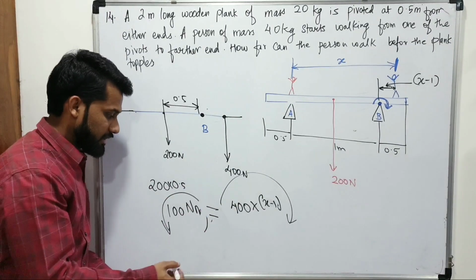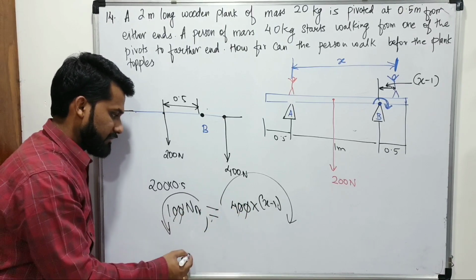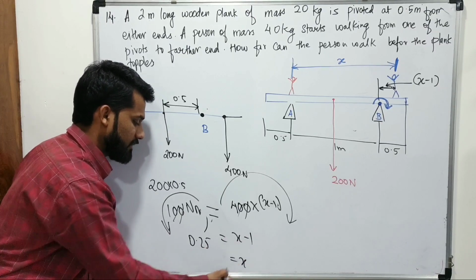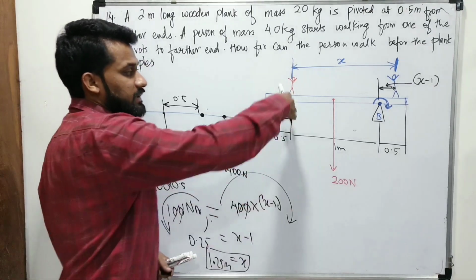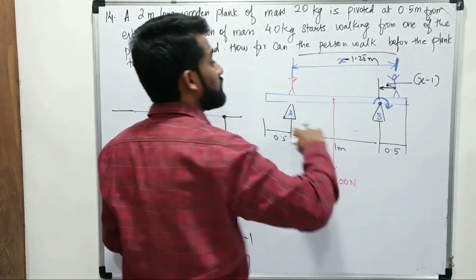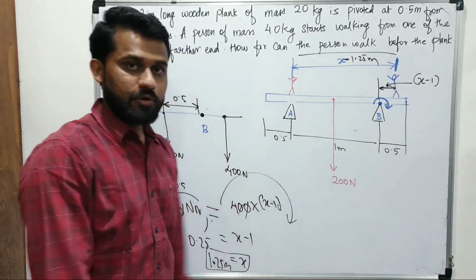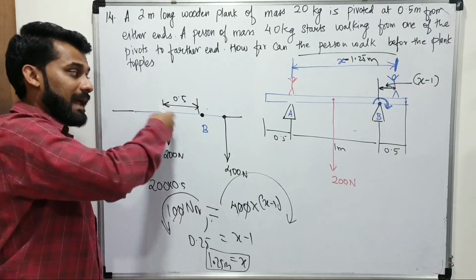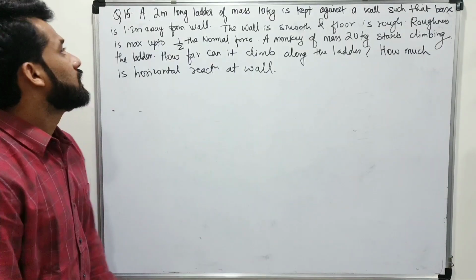If you equate these two, 400 goes in the denominator, and the value of 1 by 4 is 0.25, which is x minus 1. So x will be 1.25 meters. So the person can walk from this point to this point, which is 1.25 meters, without the plank toppling. Once he crosses 1.25 meters, the plank is going to topple because the torque due to his weight will be greater than the torque due to the weight of the plank. So the answer for this question is 1.25 meters.